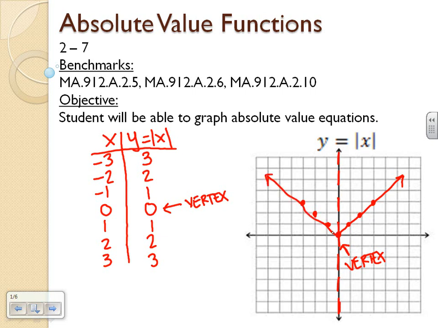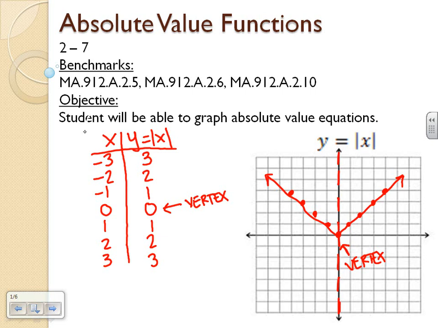So if we were to continue on and do -4, 4, then the same thing would happen over here at 4, 4. And every single point will have a reflection over that axis of symmetry running through the vertex, which is the center of the V shape.